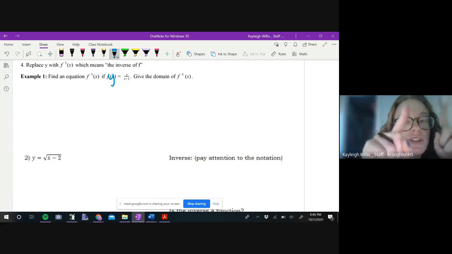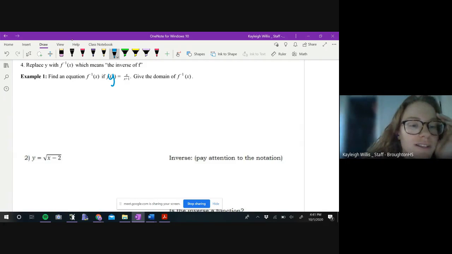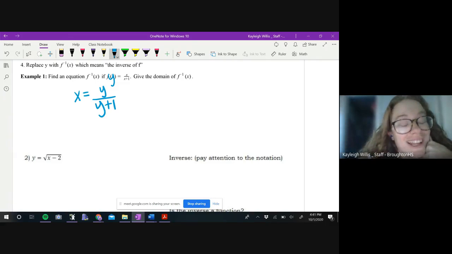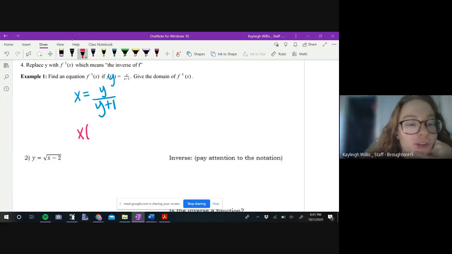When we were switching the points, we switched x and y. So when we're finding it algebraically, that's exactly what we're going to do. So instead of y equals, we're going to say x equals. And then both of the x's are going to become y's. So we got to get y by itself some way. And you're probably like, how, Miss Willis? Well, watch me math.